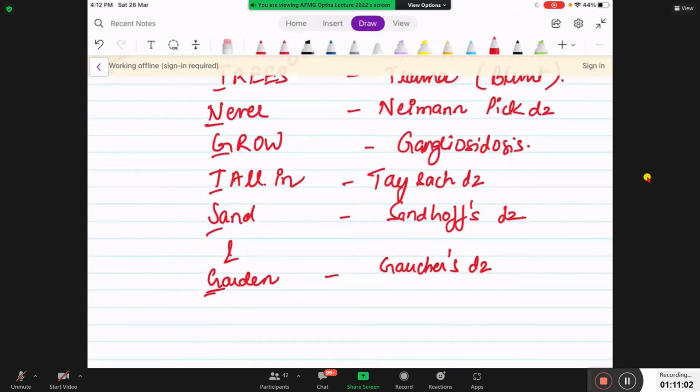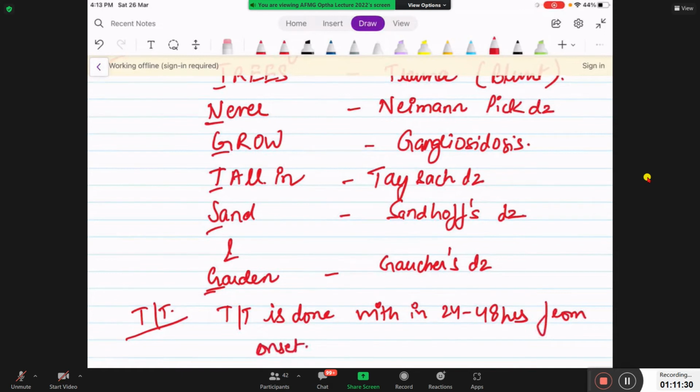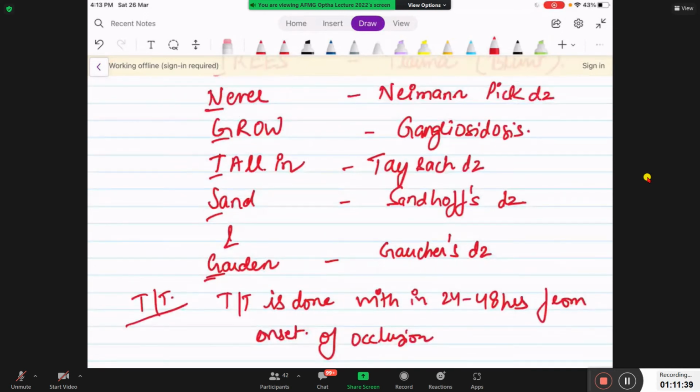Okay. This is a medical emergency and treatment is done within 24 to 48 hours from onset of occlusion. Otherwise, it is an irreversible change. The patient will go into ischemia, irreversible ischemia will be there.